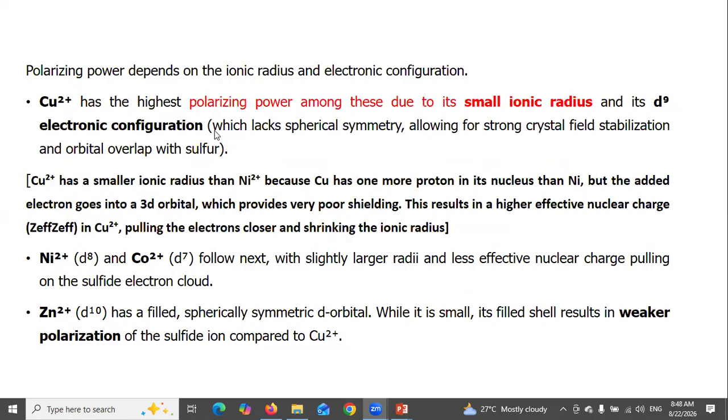Polarizing power depends on the ionic radius and electronic configuration. Copper ion has the highest polarizing power among these due to its small ionic radius and its d9 electronic configuration, which lacks spherical symmetry, allowing for strong crystal field stabilization and orbital overlap with sulfur.